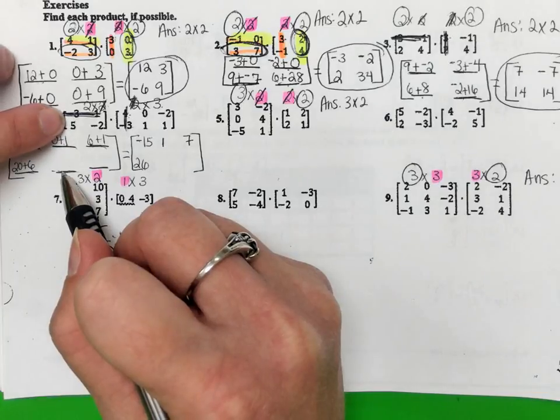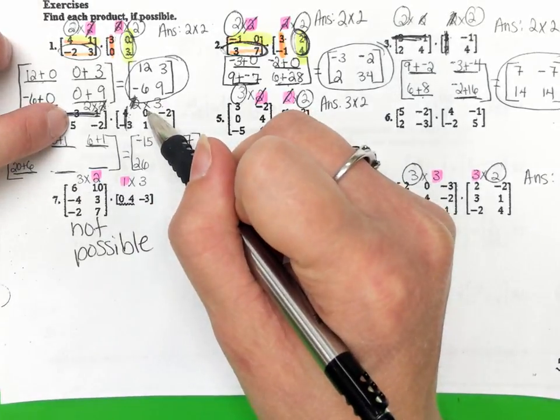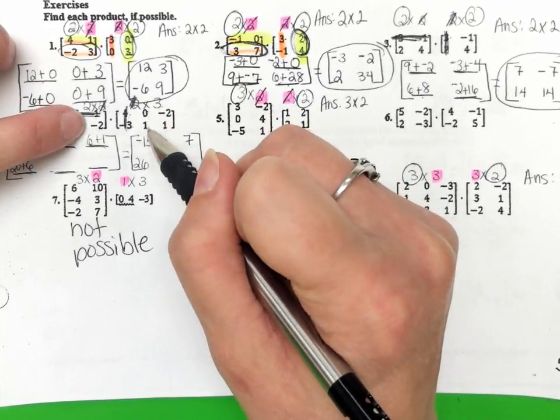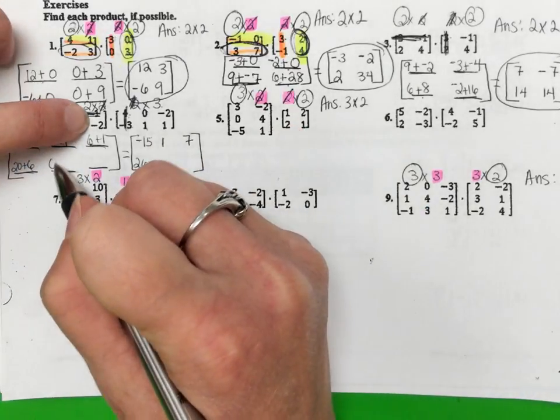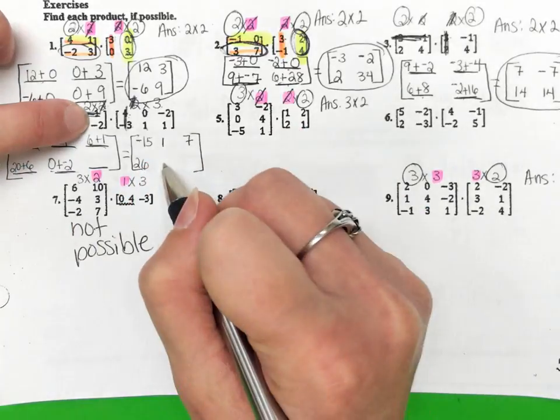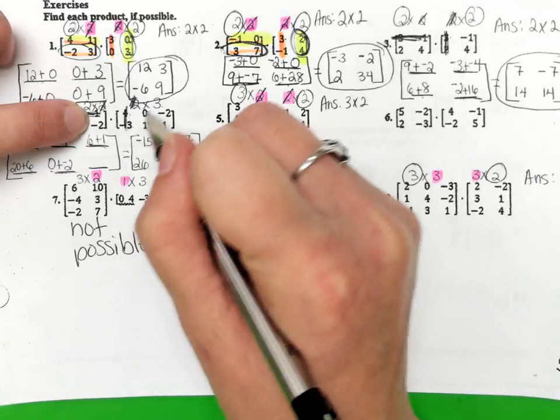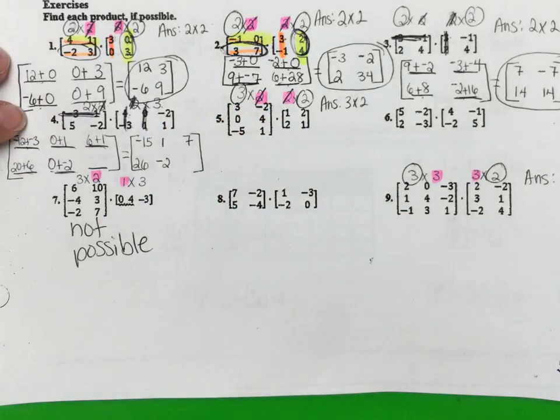All right. Now we're gonna go to the second column. Okay. 5 times 0 is 0 plus -2 times 1. -2. And that's -2. So I'm done with that column. Everything in that column's done.